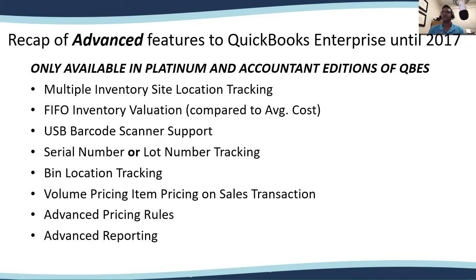Also, support for serial and lot number tracking. We're going to do a demo of the inventory process with lot number tracking. Bin location tracking, which is basically a sub-location inside of your inventory location. Volume pricing for items on sales transactions, so you can actually set a price for a product based on volume. Advanced pricing rules, so you can use multiple conditions such as date for promotions, classes, items, and customers. You can combine them to create a specific price on the product or a specific price table based on multiple conditions. And finally, advanced reporting, which was introduced a couple of years ago.